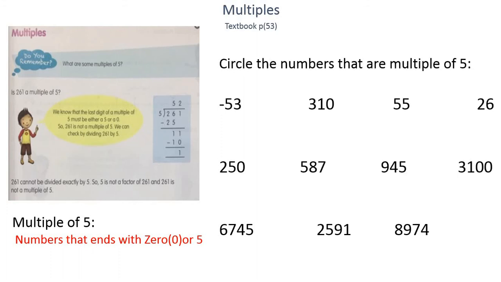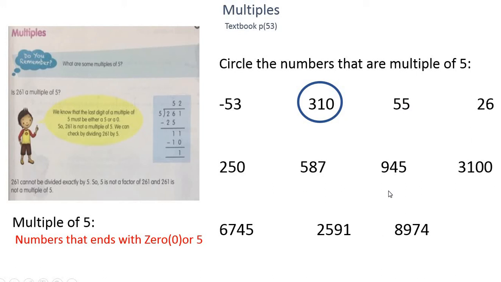Let's take a look here. Circle the numbers that are multiples of 5. Here you have 53. Is it a multiple of 5? You have to check. Is the ones place 0 or 5? No, it's not. So we will not circle it. The next number, 310. Is it a multiple of 5? Is it 0 or 5? Yes. So I will circle it as an answer. Yes, it's a multiple of 5.